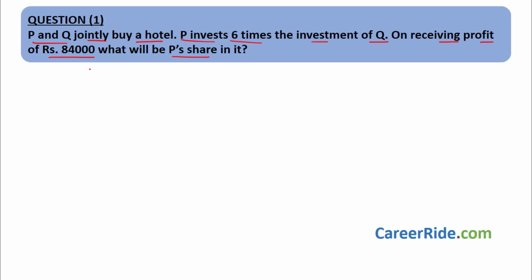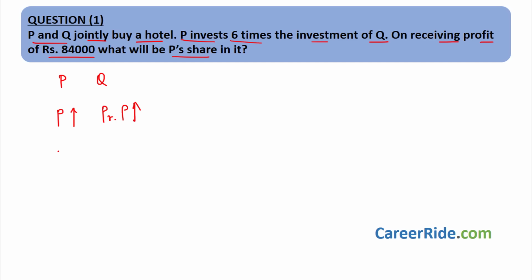Now we know that if there are 2 people, say P and Q, and both of them invest for the same time period, though the amount of money invested may be different, say like 3 years, then if the amount invested is more, the profit will be more. So if P invests more, the profit for P would be more. If Q invests more, then the profit for Q will be more.